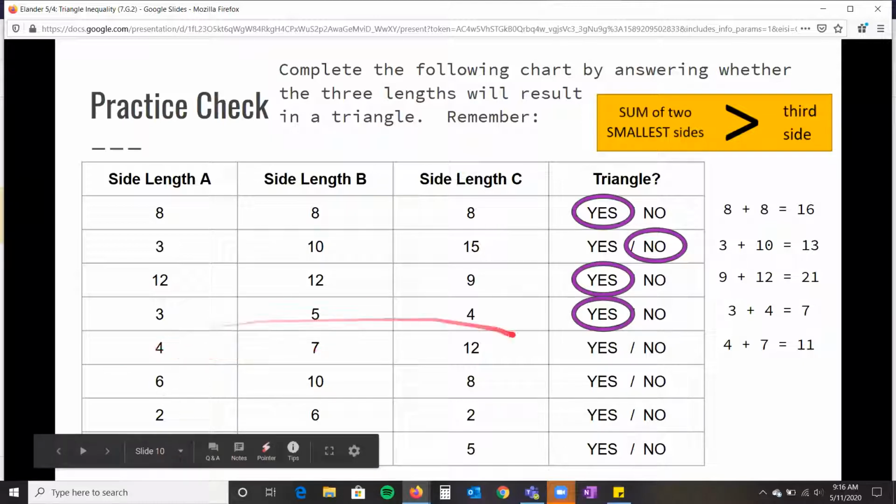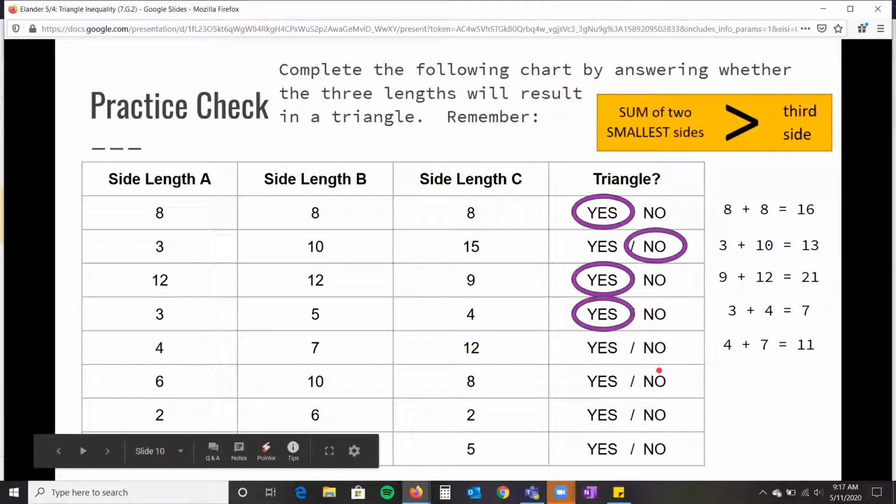Okay, and then the same with all these others. Like 6 plus 8 would be 14. Is 14 greater than 10? Yes. So that one ended up being yes. You can make a triangle. Okay, so that is the first one there.